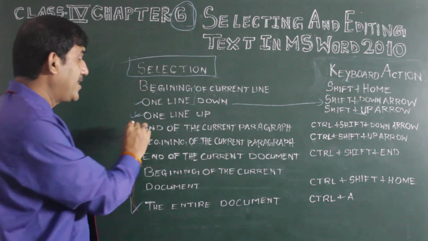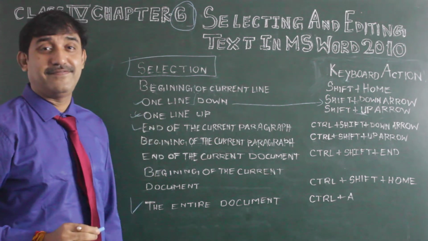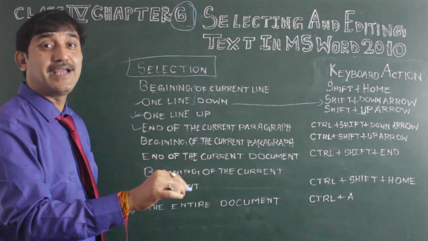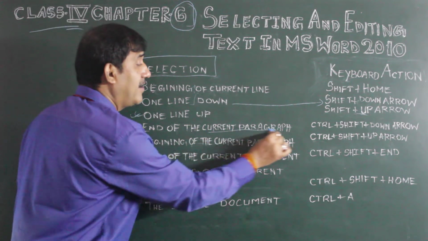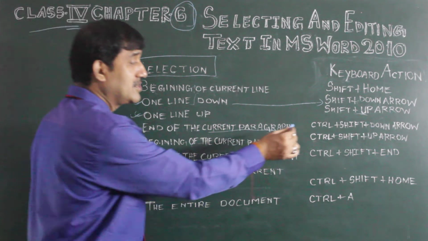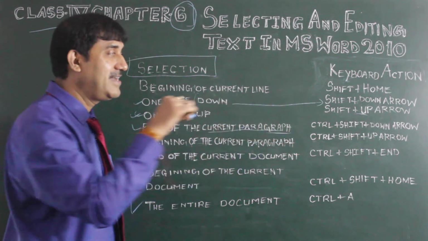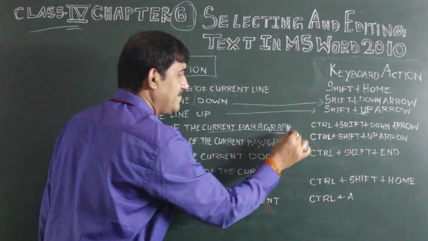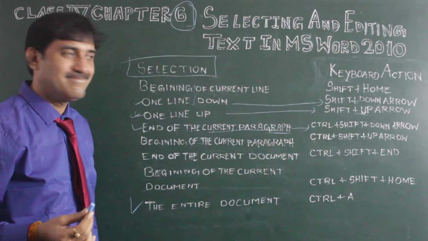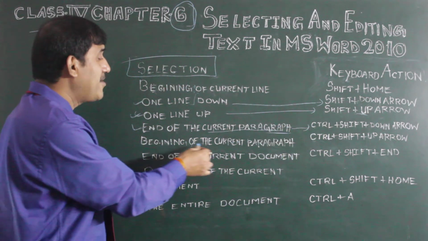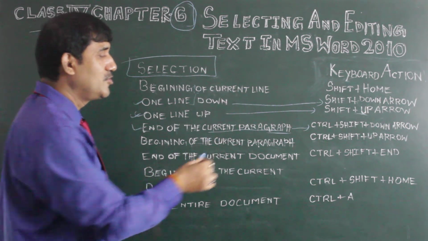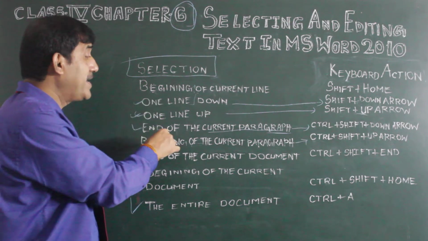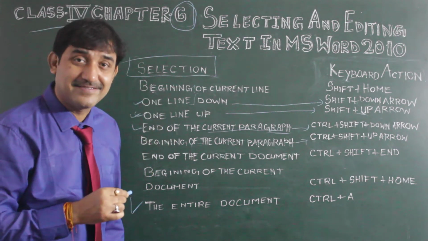Now we come to another one, end of the current paragraph. So wherever the cursor is, if you want to select up to the end of the current paragraph, you use Control, Shift and down arrow. Now you come to the beginning of the current paragraph. So you use Control, Shift plus up arrow key. You come to the beginning of the current paragraph, from where the paragraph starts.